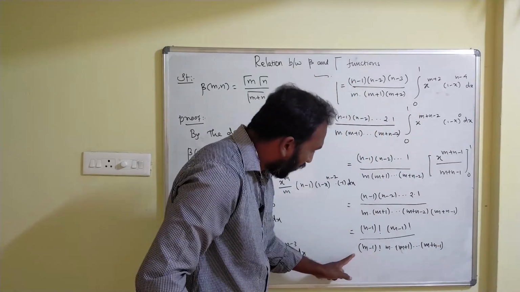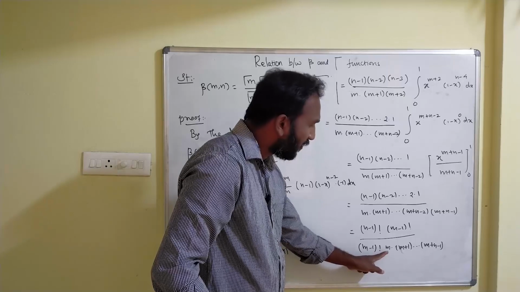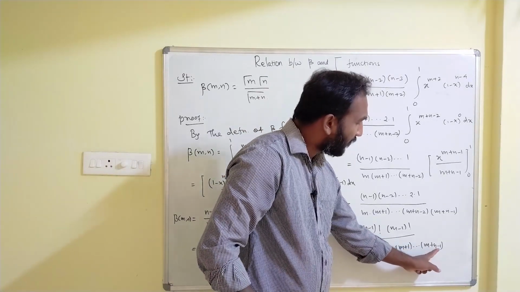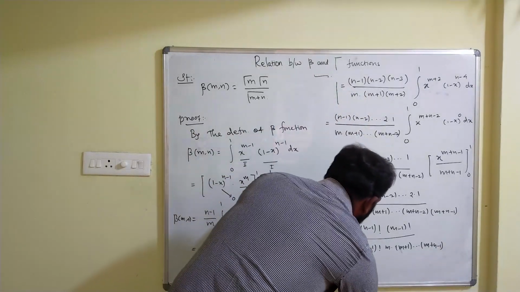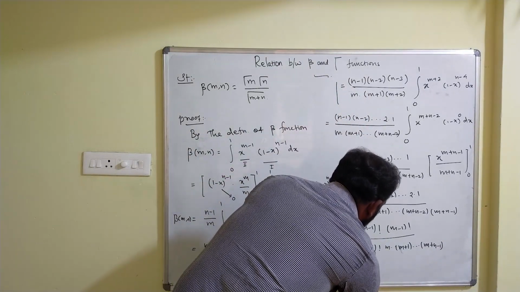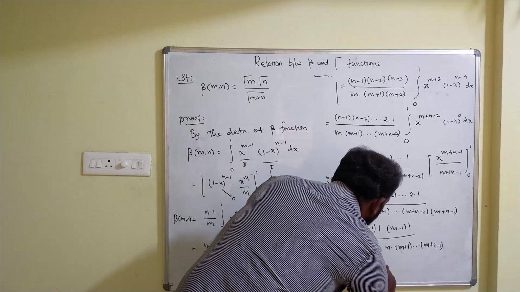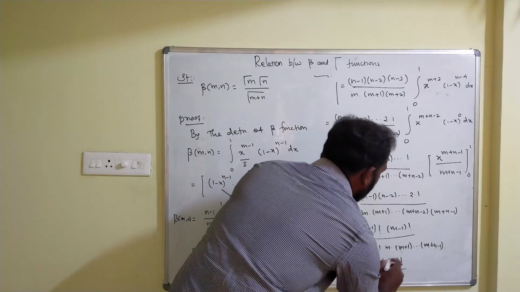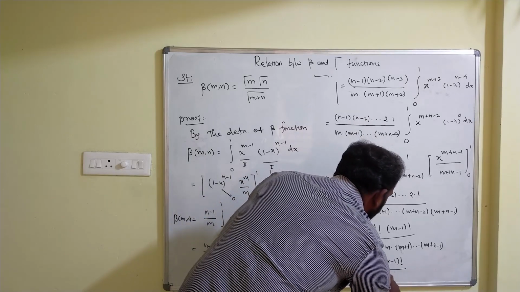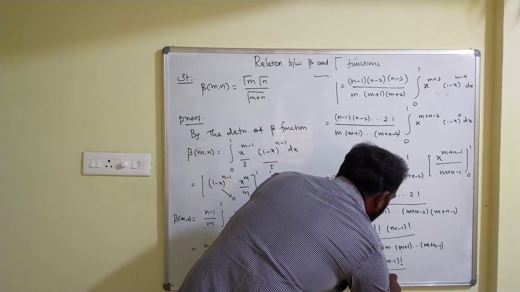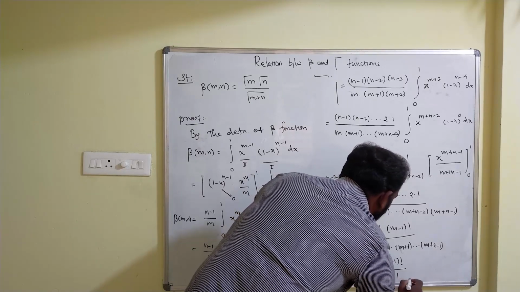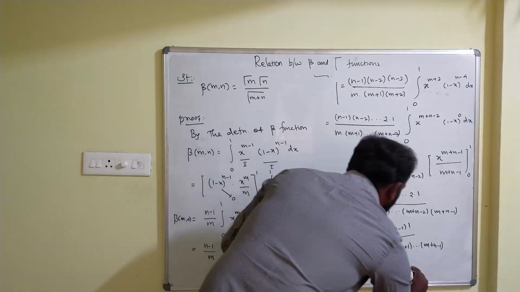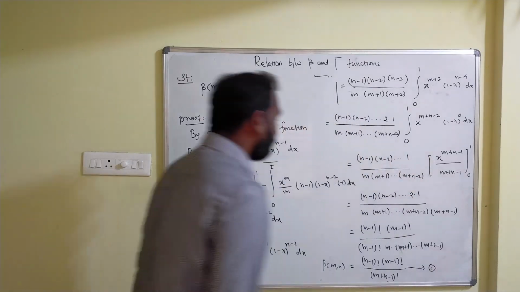Now this value is 1, 2, 3, 4 up to m minus 1, then m plus 1, it goes up to m plus n minus 1. This can be written as n minus 1 factorial into m minus 1 factorial divided by m plus n minus 1 factorial, and this is the beta of m comma n. Let us take it as equation number 1.